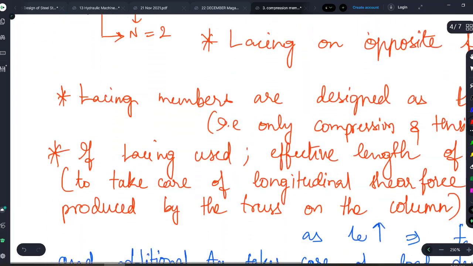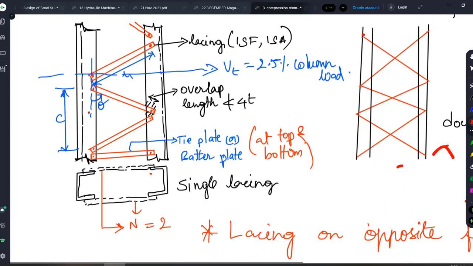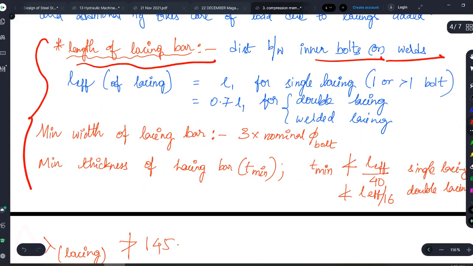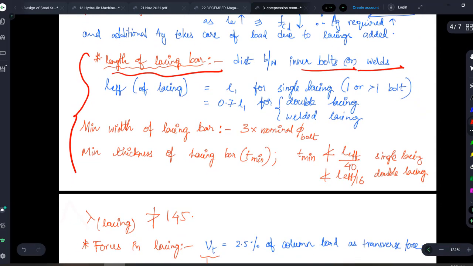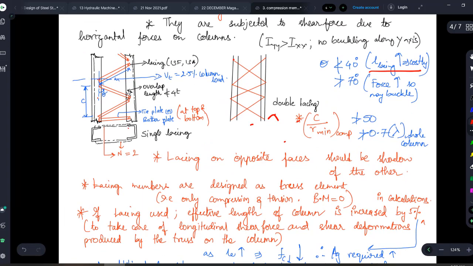I hope you will be remembering it. Or if you are having a weld, then the distance between the welds will be considered as your length of lacing. Okay, so the distance between inner bolts or welds you will be considering as the length of the lacing bar. So what will be the L effective of a lacing bar? See here, if you are connecting with one bolt, it is similar to that of a hinged beam, right? So what will be the L effective? That will be the length of your lacing bar. I hope it is very clear, right?